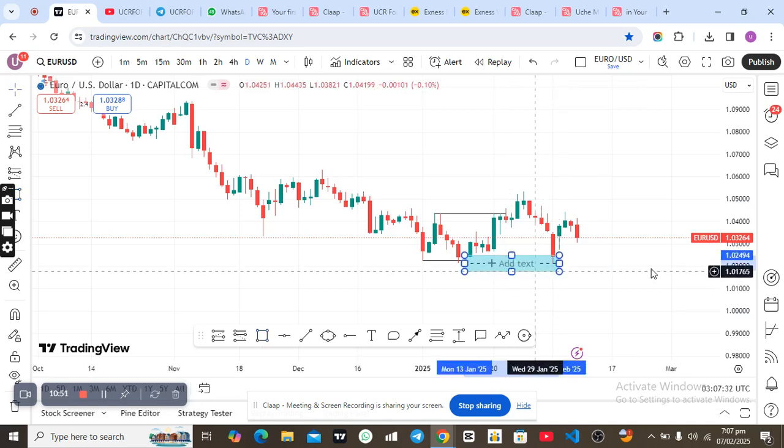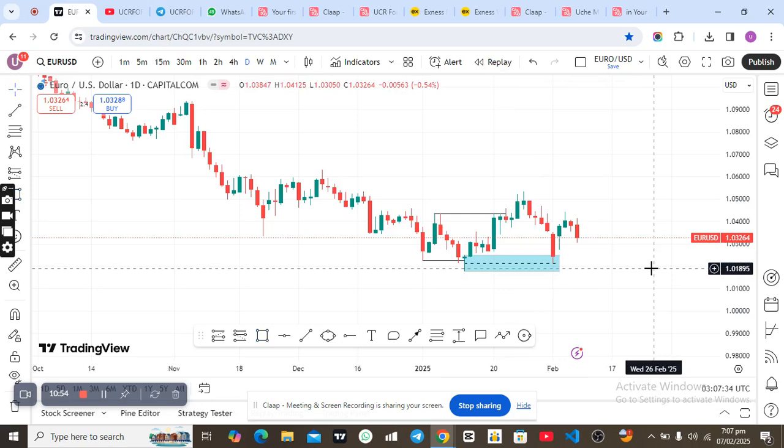Why am I marking out this candle? Now, when you go to SMC, there's something you want to see. That thing you want to see are three things. You want to see a clear of liquidity. Now, what is a clear of liquidity anyway?